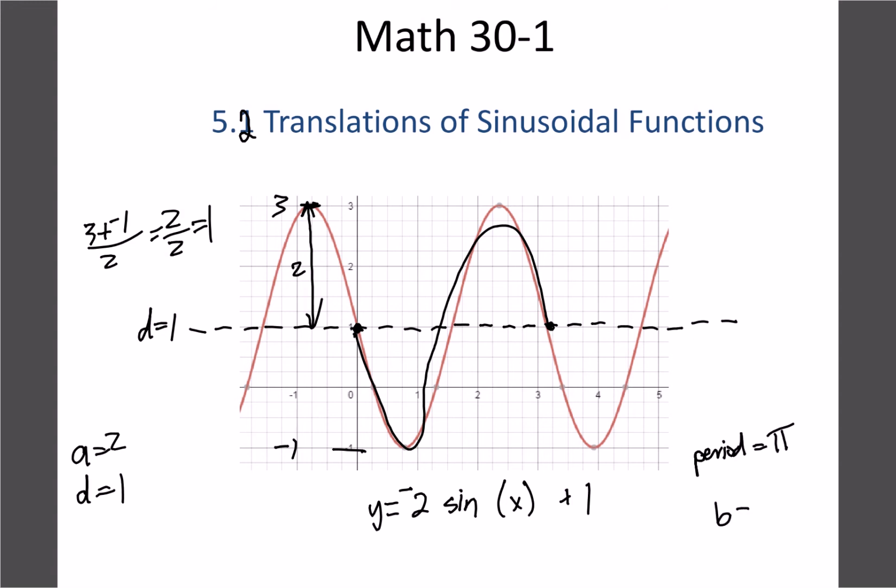So our B number would be 2 pi divided by pi, which is 2. So in our equation we should have -2 sine 2x plus 1. That would be the right equation. But we have a bit of a problem here, because do we know necessarily that it was a flip?